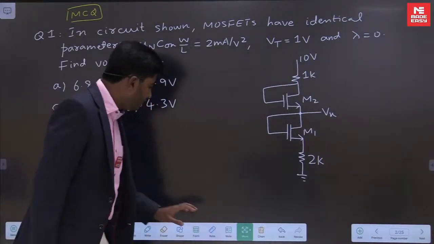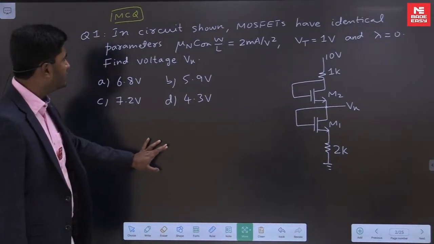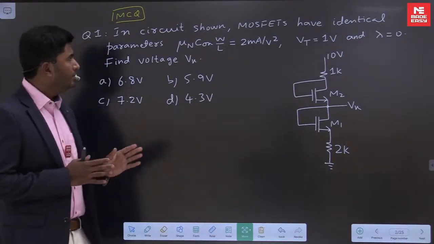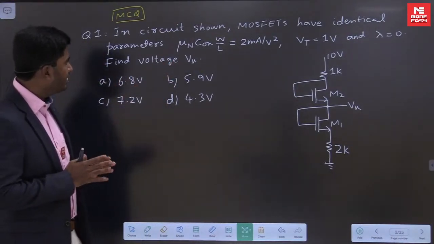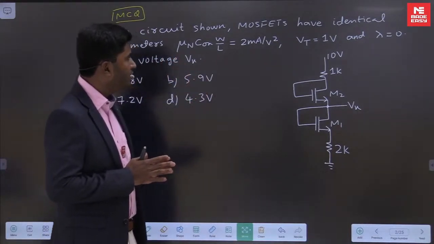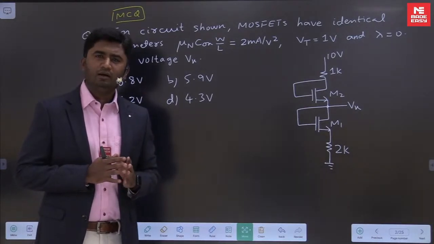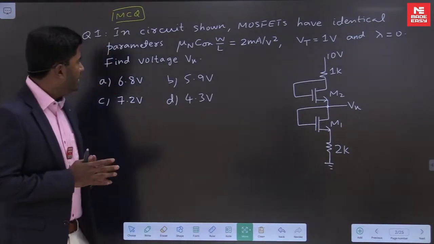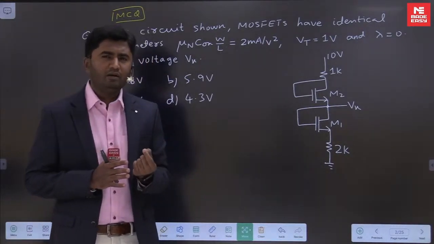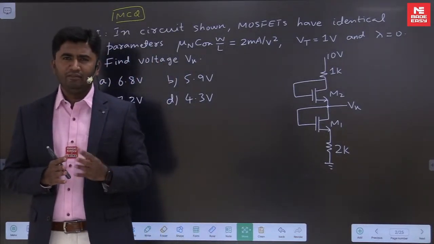I want everyone to read the question once. It is a multiple choice question. In the circuit shown, MOSFETs have identical parameters: mu n Cox W by L is 2 milliampere per square volt, threshold voltage is 1 volt, and channel length modulation parameter lambda is equal to 0. We have to find out voltage Vx. I want everyone to think about this question, and we will try to keep this session a bit interactive.